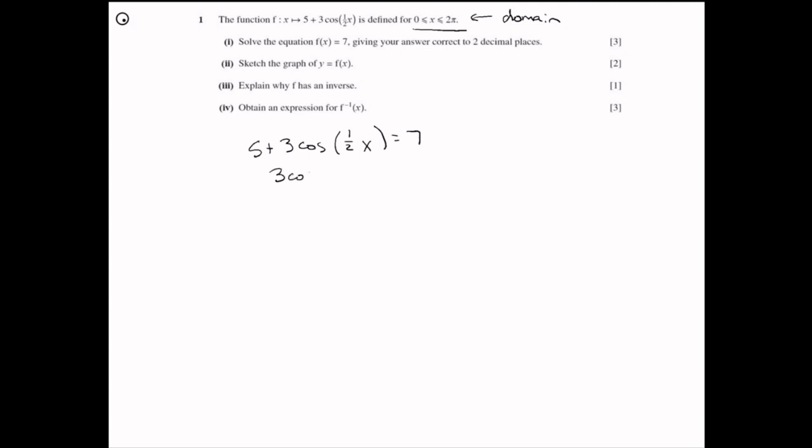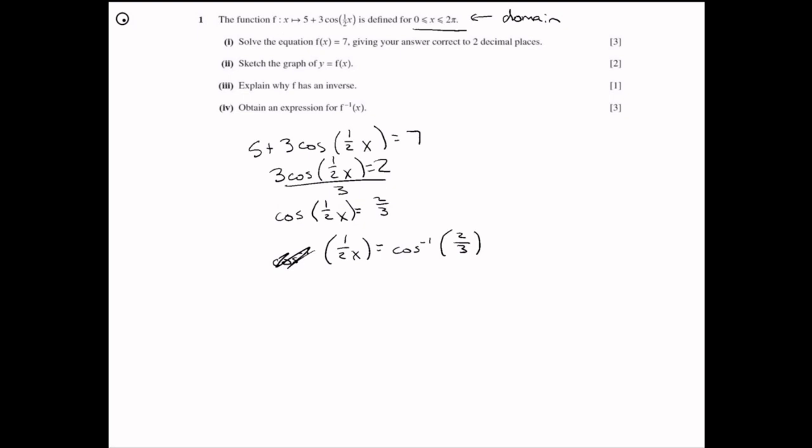So we have 3 cosine 1/2 x. Minus 5 on both sides, that would be 2 on that right side. Then I'm going to divide by 3 on both sides. So cosine 1/2 x equals 2 over 3. Then I'm going to take the inverse cosine on both sides. I don't have to write it over here. I just have 1/2 x remaining, and the inverse cosine of 2 over 3.